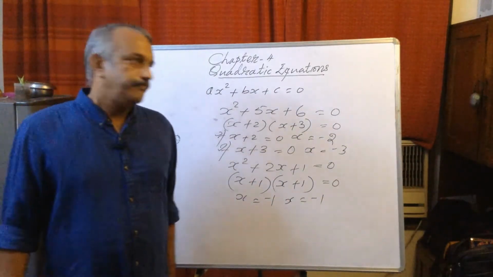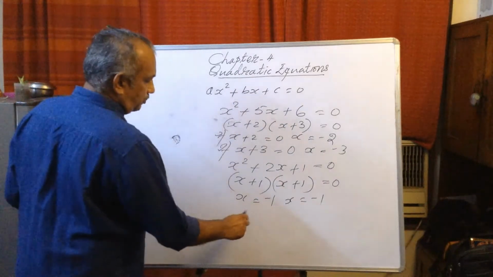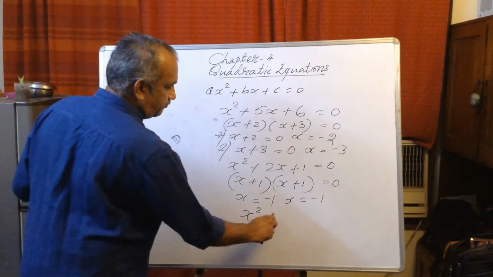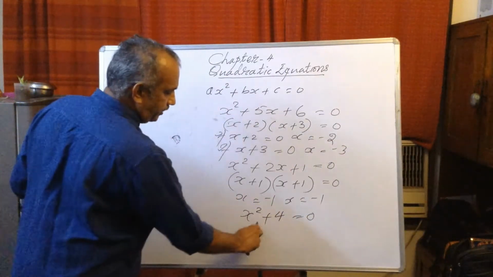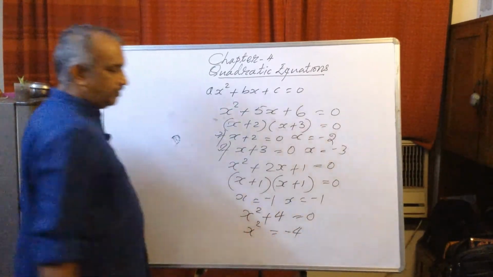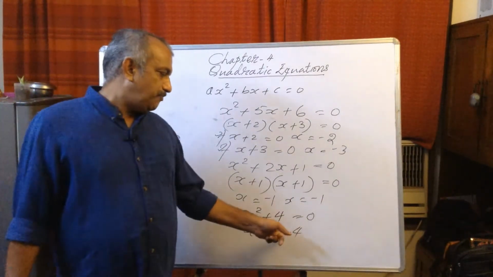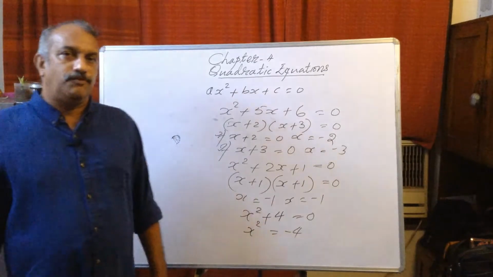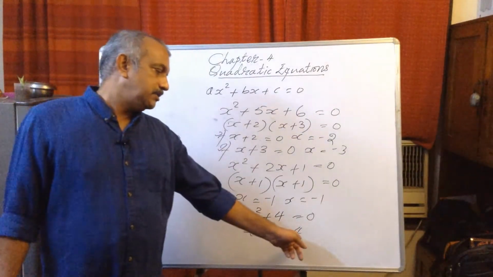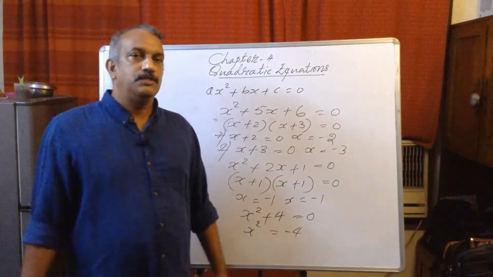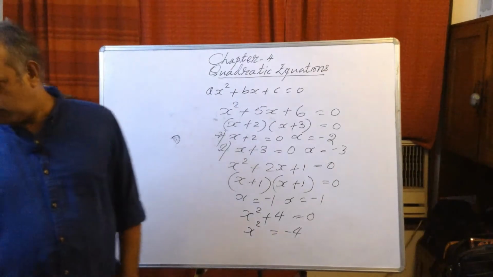Only minus 1. Now there are cases where there is no solution also. So for example, x square plus 4 is equal to 0. So x square is equal to minus 4. You have to find a number whose square is minus 4, and there is no such number. So we say there is no root for this quadratic equation for the time being. Later there may be. Okay.